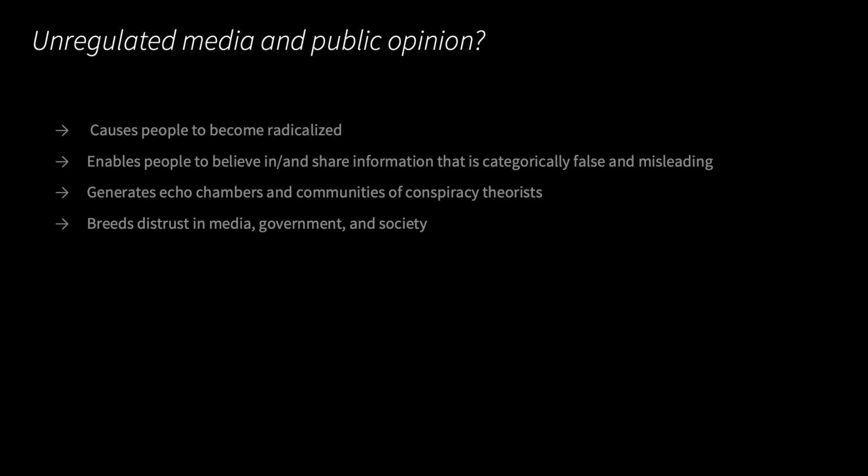And what I want you to take away from this lecture is that for the most part, our media is pretty unregulated. And so what are the consequences of an unregulated media? Well, it causes people to become radicalized, as we looked at the Vanessa Otero media bias chart. There is a market motivation for media outlets to be extreme, to capitalize on those audiences, and in turn, that radicalizes individuals. It enables people to believe in and share information that's categorically false and misleading. It generates echo chambers and communities of conspiracy theorists, and it breeds distrust in media, government, and society.